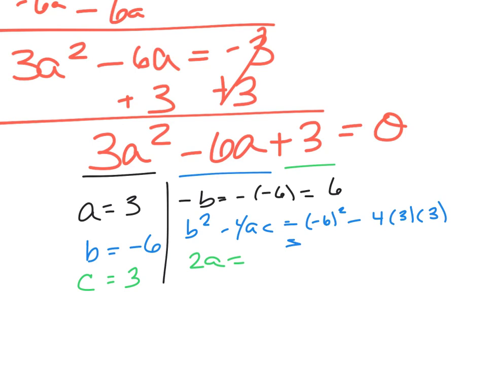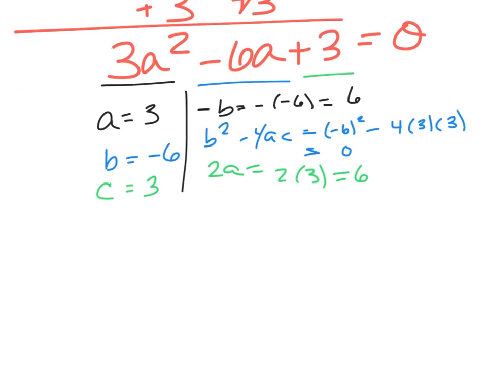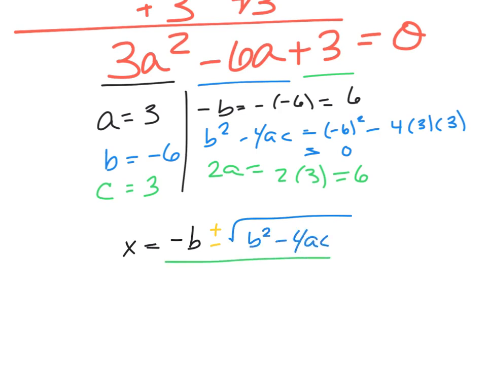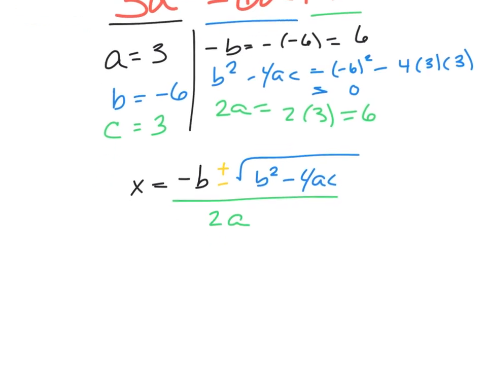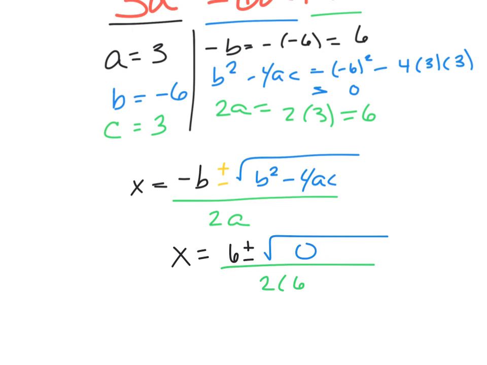We type and type. And we get 0. Ooh, that's fine though. Now 2a, we do 2 times 3, and we get 6. We now just do the substitution into the formula. So x equals negative b plus or minus the square root of b squared minus 4ac all over 2a. So I get x equals, my negative b was 6, plus or minus the square root of 0 all over 2 times 6. I mean, just 6, sorry. 2a is 6.